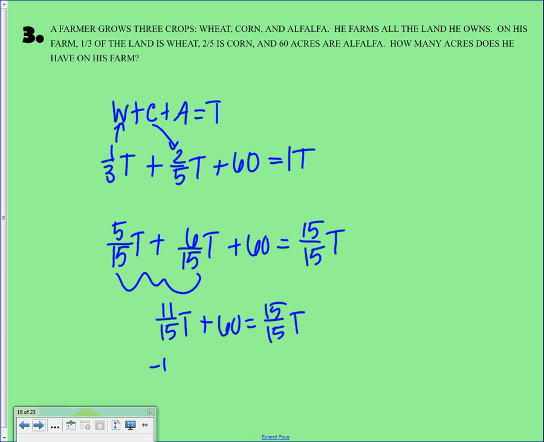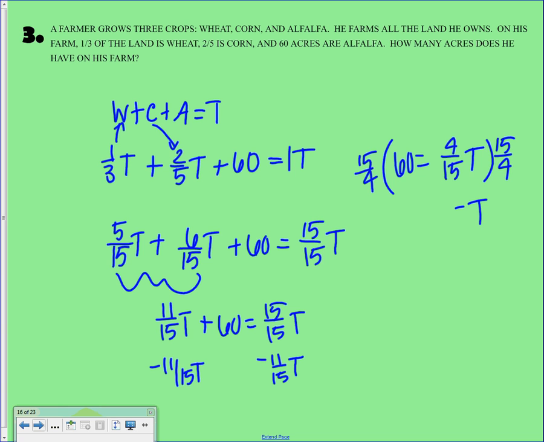Get your variables together. I'm going to subtract 11/15 t from each side. So that's going to give me 60 equals 15 fifteenths minus 11 fifteenths is 4 fifteenths t. So I can multiply each side by the reciprocal, 15 over 4. So that's going to give me t equals, well, that's 60 over 1. 4 goes into 60 15 times. 15 times 15 is 225. You might want to use your calculator for that one. I don't think I'll ask you to do that without a calculator. And then we're going to label that acres so that I know you know what 225 stands for.